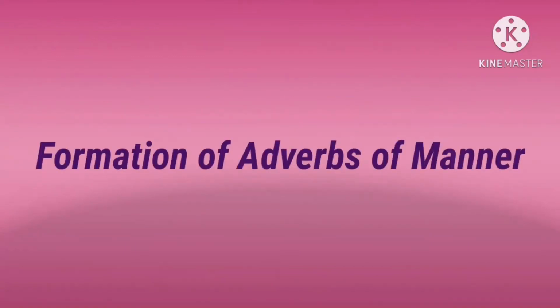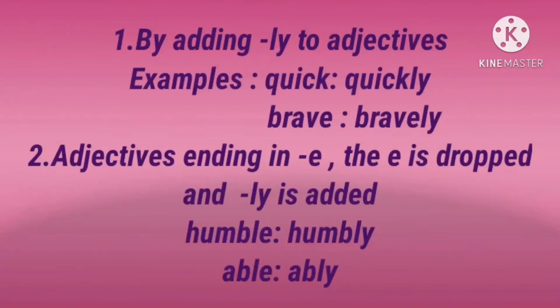Next, formation of adverbs of manner. Adverbs of manner are formed in different ways. First one, by adding ly to adjectives. Examples, quick, quickly. So quick is an adjective; adding ly, quickly is an adverb. Next, brave is an adjective; adding ly, bravely is an adverb. So by adding ly to adjectives, we form the adverbs.